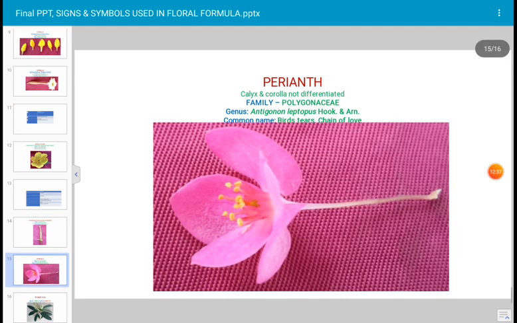Next slide. We are representing here the perianth, which is represented by capital P in the floral formula. When the calyx and corolla are not differentiated, we call it perianth, and perianth lobes are known as tepals. This is the flower showing perianth. This is the flower of Antigonon leptopus, common name chain of love or bird tears, and the family of this plant is Polygonaceae.